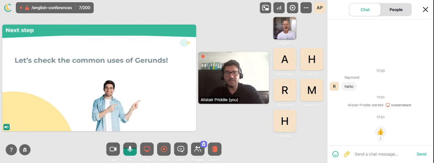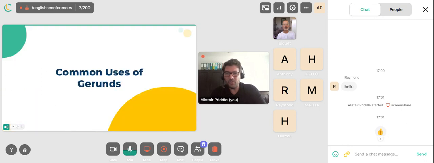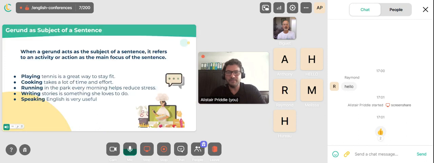So let's check the next step of our lesson today. Let's check the common uses of gerunds. Common uses of gerunds. So, a gerund as subject of a sentence. When a gerund acts as a subject of a sentence, it refers to an activity or action as the main focus of the sentence. Let's have a look at some examples.